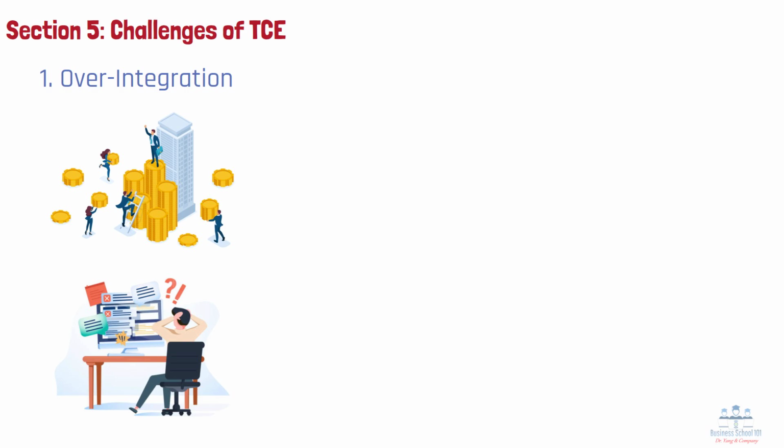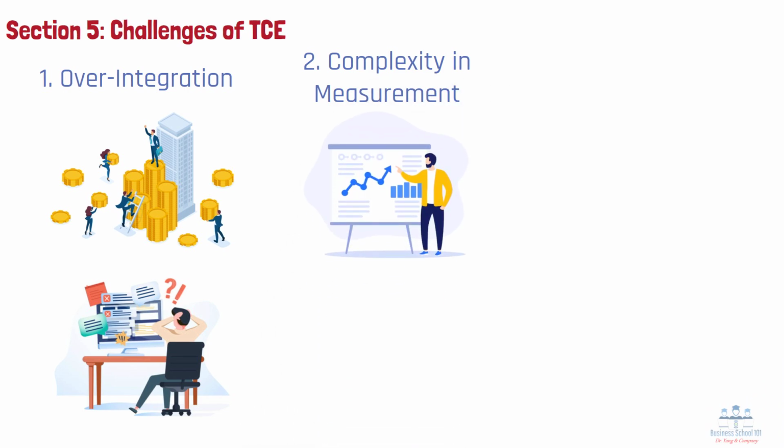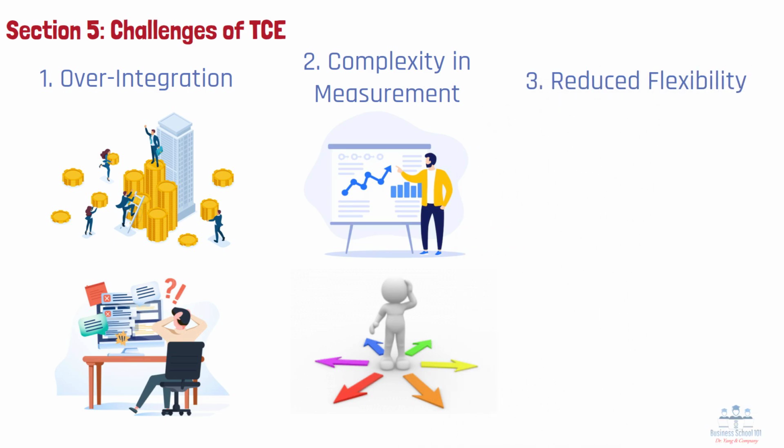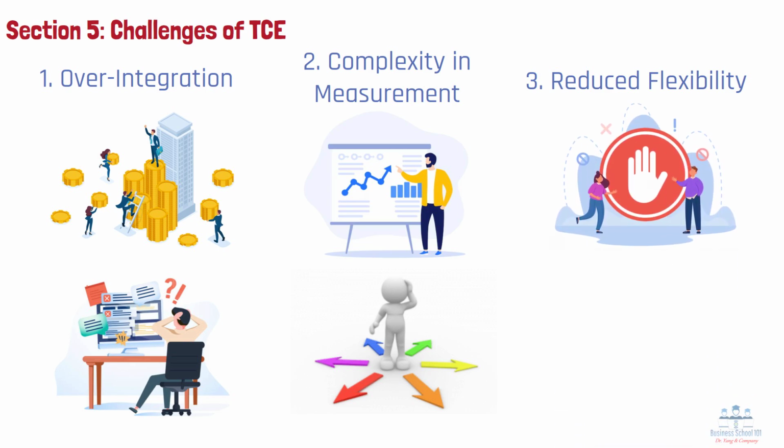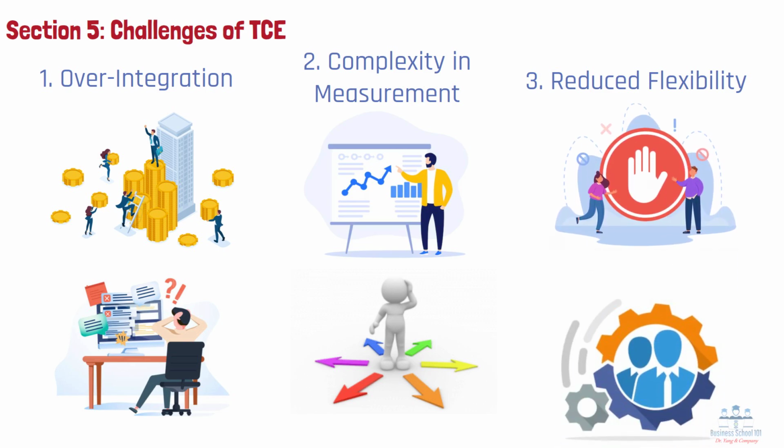Number 2. Complexity in measurement. Accurately measuring and predicting transaction costs can be complex, particularly when future market conditions or partner behaviors are uncertain. This can make decision-making more difficult. Number 3. Reduced flexibility. Vertical integration can limit a company's ability to adapt quickly to changes in the market or innovate by leveraging specialized external expertise.